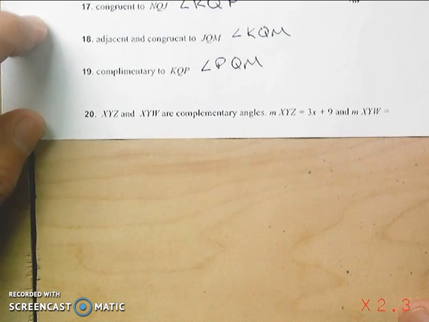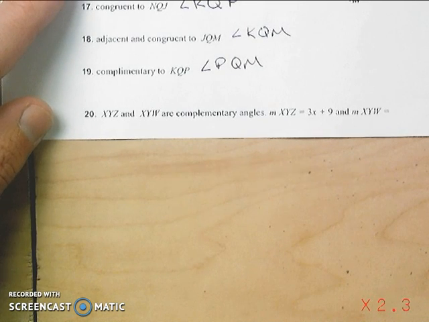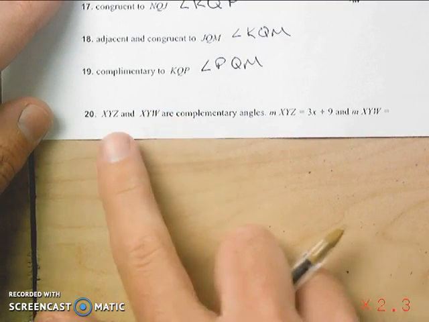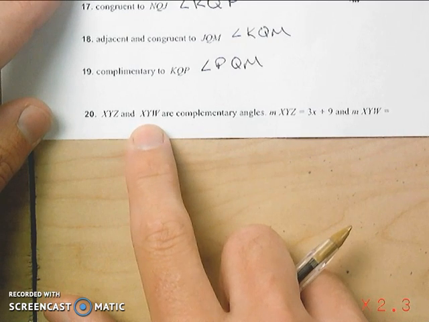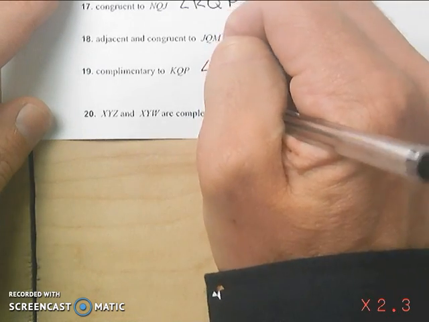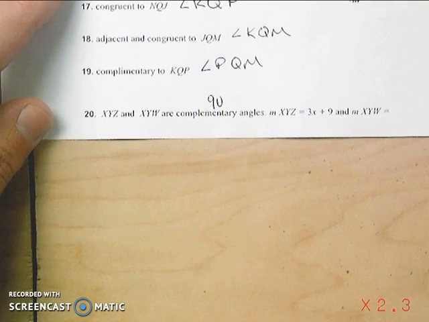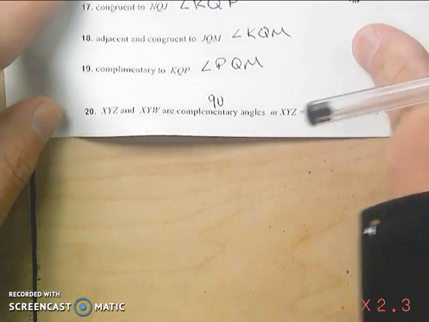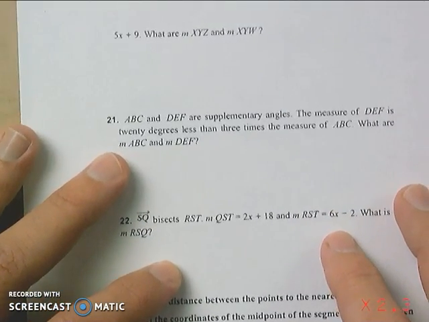Hey guys, welcome back. This is the second part of our video, and number 20 is kind of a tricky one because it's on two sides of the paper, but we see XYZ and XYW are complementary angles. That means they add to 90. You know what that means. It gives us 3x plus 9, and then it's on the other side, so we're going to have to flip to the other side. So we get 3x plus 9 and then 5x plus 9.